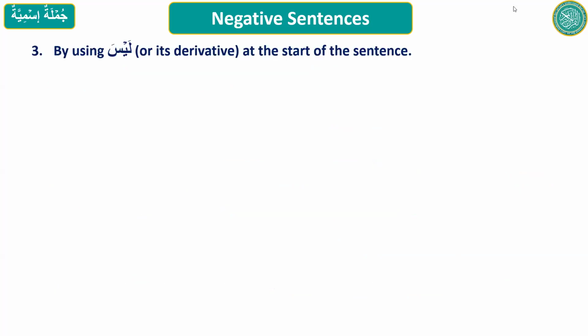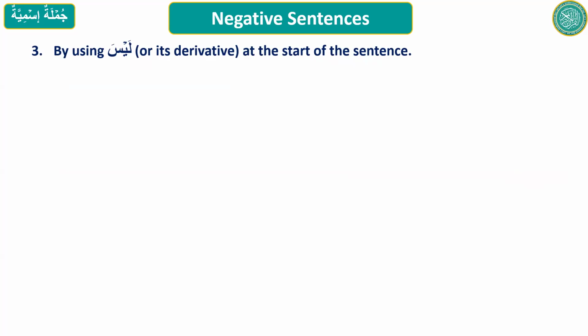Third method. What is the third method? Third method is to use laysa. Instead of ma now, we are going to use laysa. Laysa is a fail. Okay? Use laysa or any of its derivatives at the start of the sentence. So what is laysa? Let's learn something about laysa.